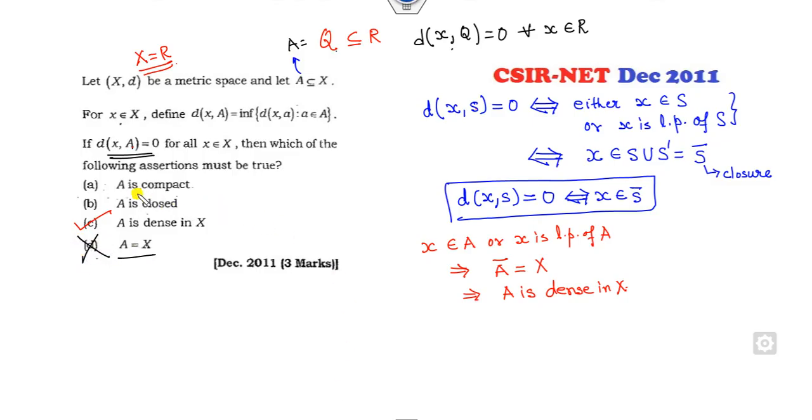A is compact and closed. What is Q? Q is neither open nor closed, nor compact. So this option is also cancelled. The right option is only C. Always remember that whenever an infimum condition is given, the distance will be 0 if and only if x either belongs to that set or is a limit point.